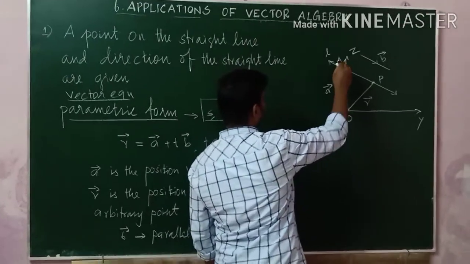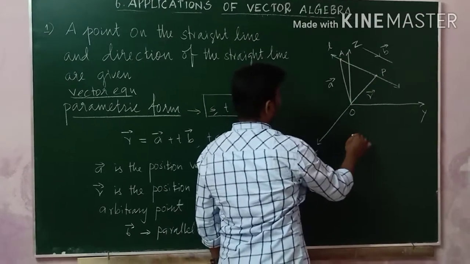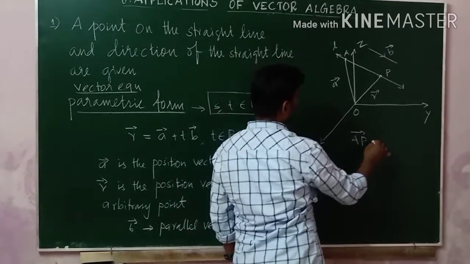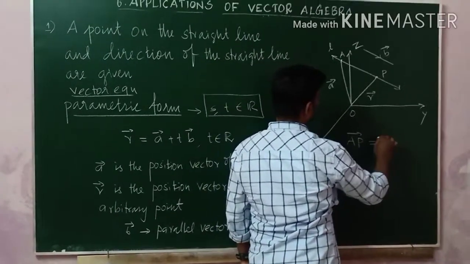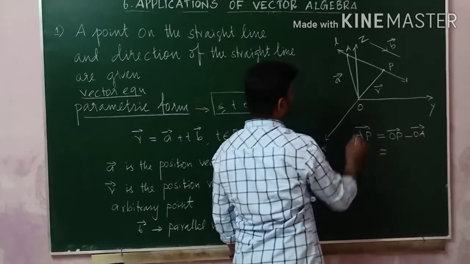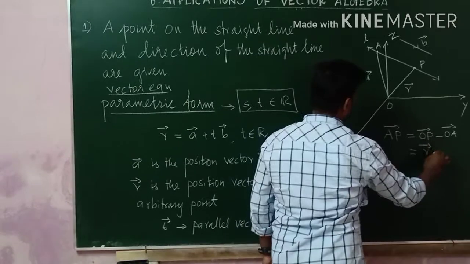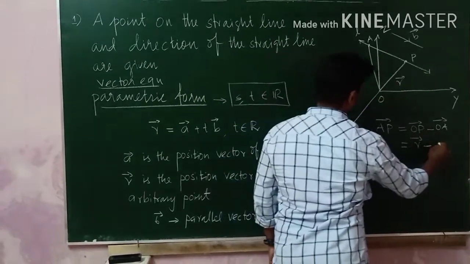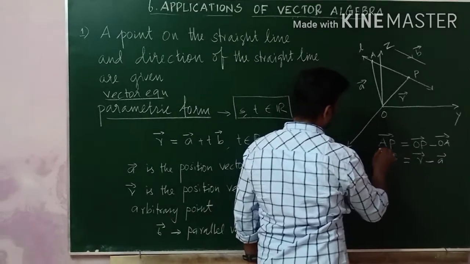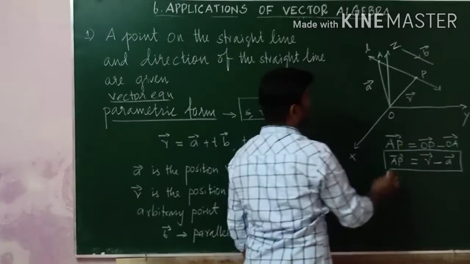Now we have a triangle AOP. So by triangle law of addition of vectors, we have AP vector is equal to what? OP vector minus OA vector. But what is OP vector? R vector. And OA vector is what? A vector. So AP vector is equal to what? R vector minus A vector.